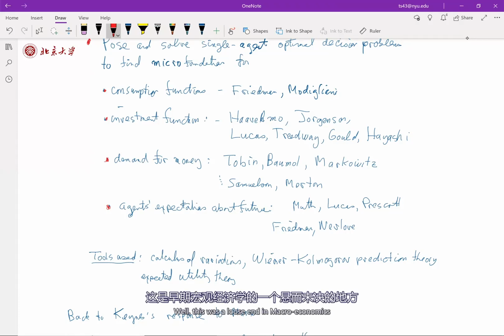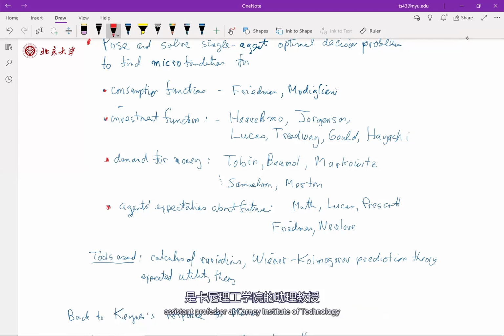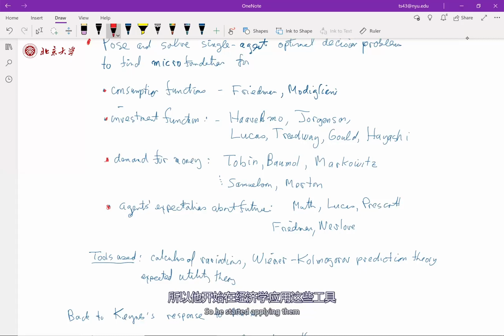This was a loose end in macroeconomics, in big parts of dynamics, until John F. Muth talked about the question: how should you predict the future? Well, Muth knew more about Wiener-Kolmogorov prediction theory than anybody. He was a kid, assistant professor at Carnegie Institute of Technology. So what he said is, why not just apply optimum prediction theory to the problems of people who want to predict an uncertain future? Sure, there's a lot of randomness in the future, but engineers and physicists face similar kinds of randomness, and they have these tools. So he started applying them.